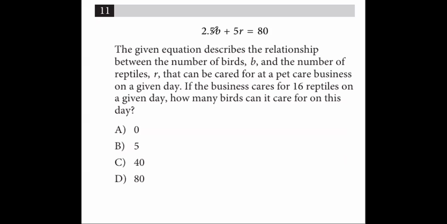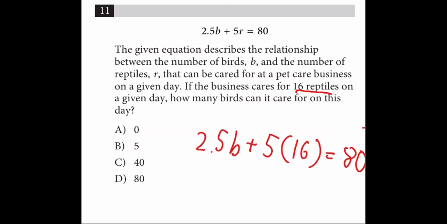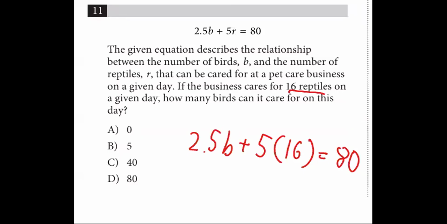Okay, so question 11, 2.5b plus 5r is equal to 80 is the equation we're given. And we're told that they care for 16 reptiles on a given day. How many birds can you care for? So we have 2.5b plus 5 times 16 equals 80. So in that case, 5 times 16 is 90. No, it's 80. 5 times 16 is 80. Plus 2.5b is equal to 80.